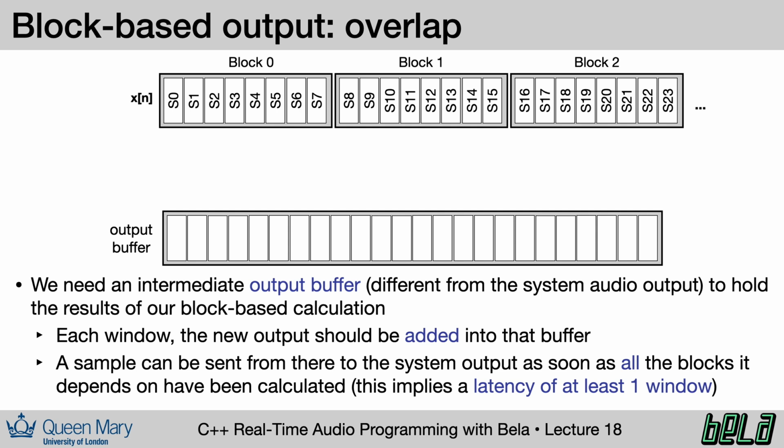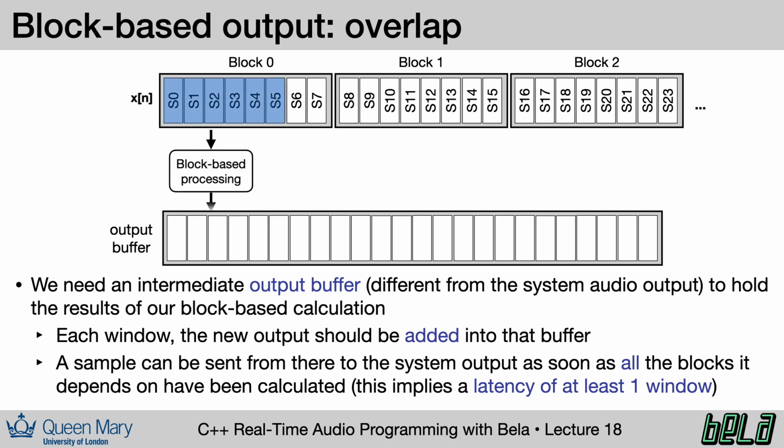What's new this time is that we are also attempting to generate an output signal based on the results of our block-based process. To make this work, we need to declare an output buffer which is different than the system audio output, which is going to hold the results of our overlap-add calculations. Every time we get a new window of signal coming out of the block-based process, we add it into this output buffer. Samples can then be copied from the output buffer into the system audio output once all of the windows that they depend on have been calculated.